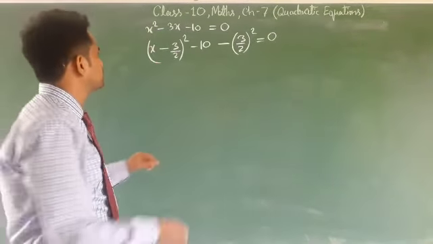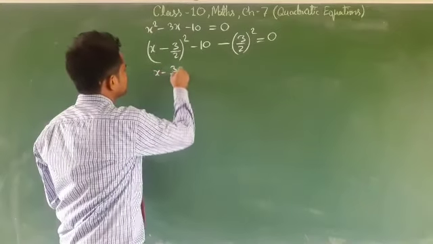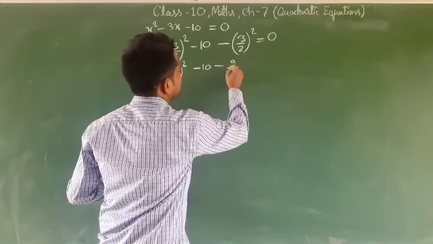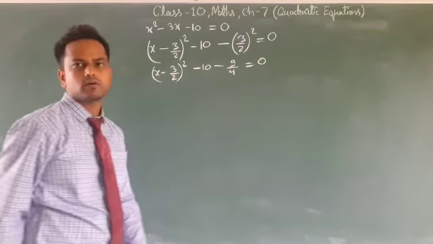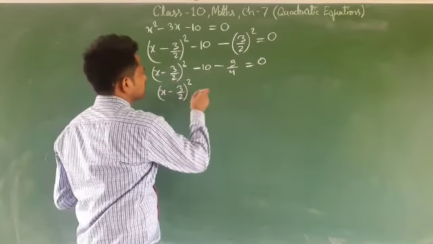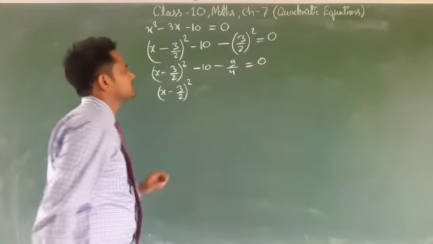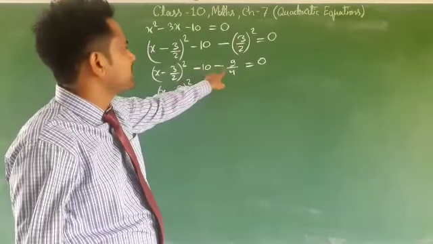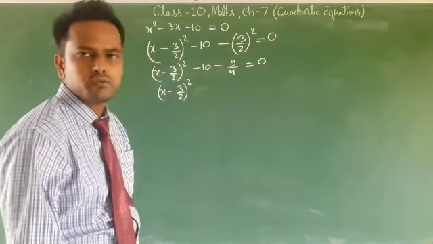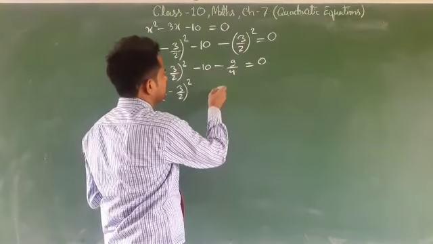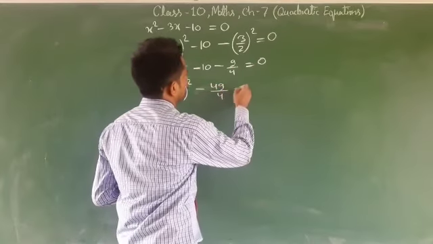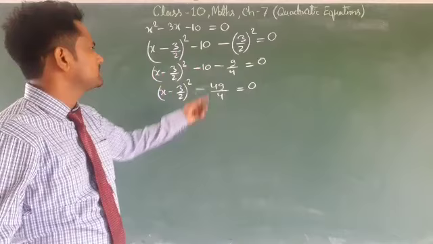Got it? So now (x minus 3 by 2) to the power 2 minus 10 minus 9 by 4 is equal to 0. So (x minus 3 by 2) to the power 2 is equal to 10 plus 9 by 4. If you add both numbers, you will get 4 tens are 40, plus 9, that is 49 by 4.